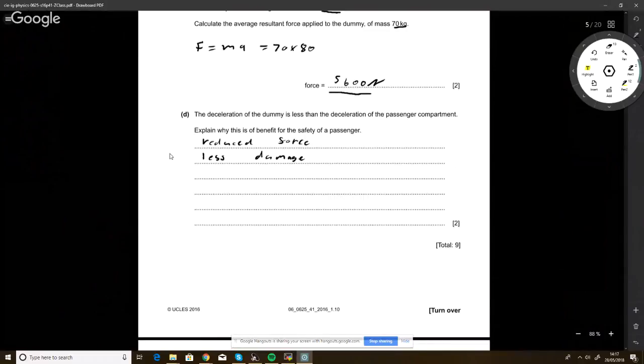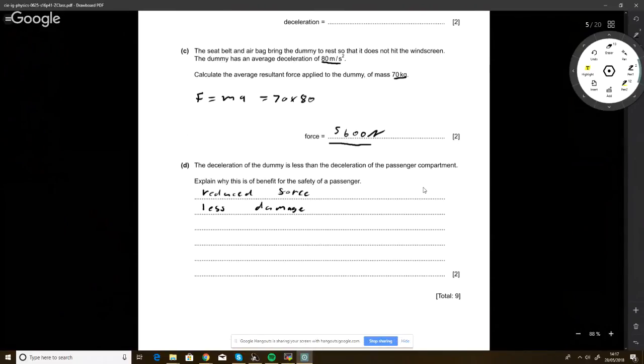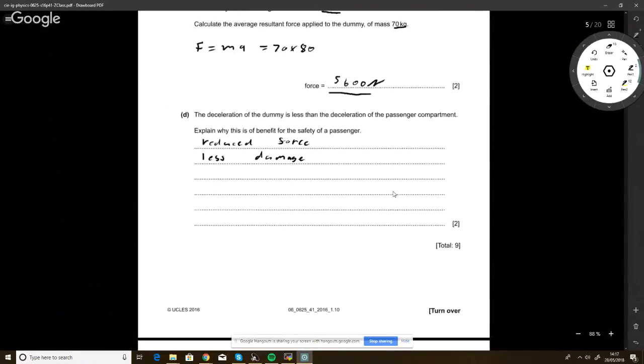The deceleration of the dummy is less than the deceleration of the passenger compartment. Explain why this is a benefit for the safety of the passenger. Well, basically, if the deceleration is less, then the overall force is less. And we're trying to minimize that force because it's that force in the human body that does the damage.